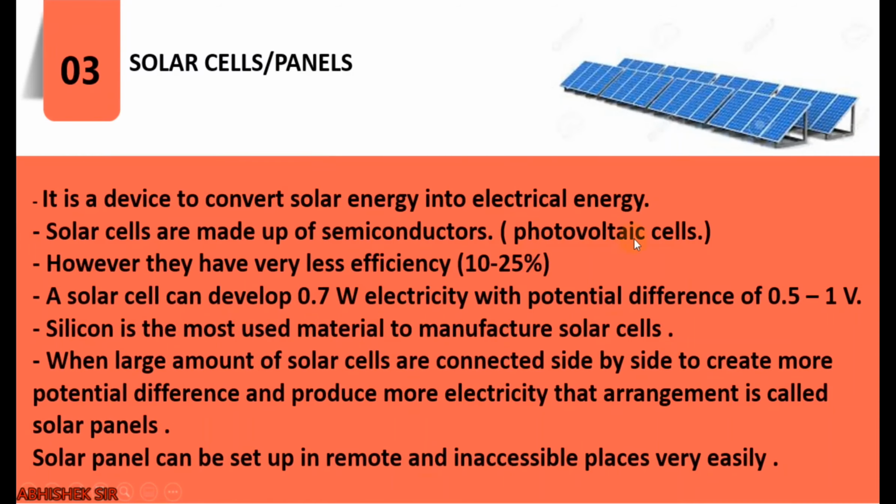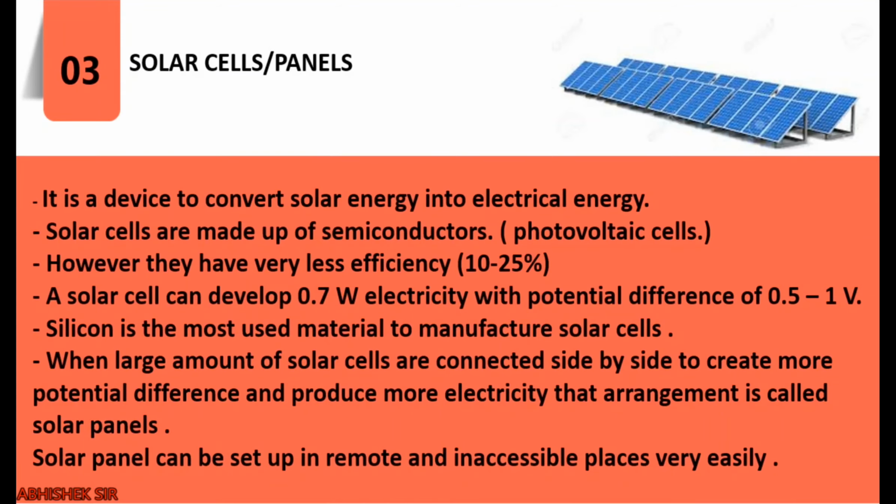Solar cells are also known as photovoltaic cells because photo means light and voltaic means voltage. So it generates voltage from light. So that is why they are known as photovoltaic cells. However, the latest technology is still not efficient. 10 to 25% efficient it is, right?